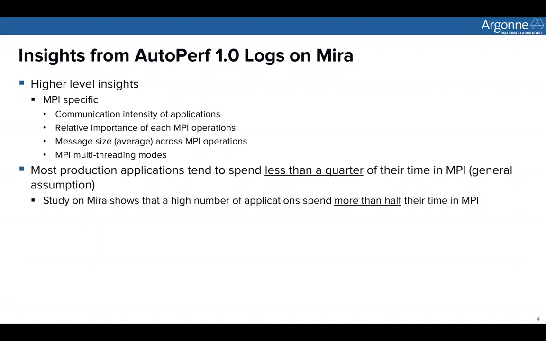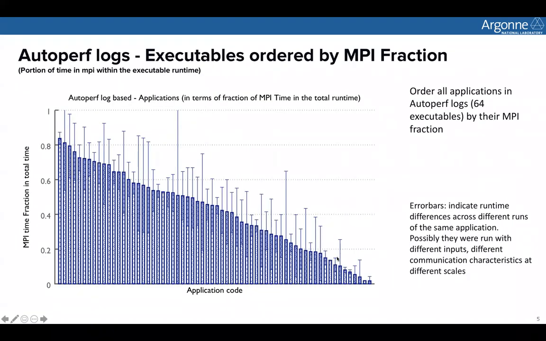insights were like, most production applications tend to spend less than a quarter of their time in MPI. And the study on Mira shows that a high number of applications spend more than half of their time in MPI. So this is the general assumption we had, but from this study, we see something different. I'll show you one plot. These are the different applications that we extracted from the executables, and the plot here is showing the fraction of MPI time within the total time.